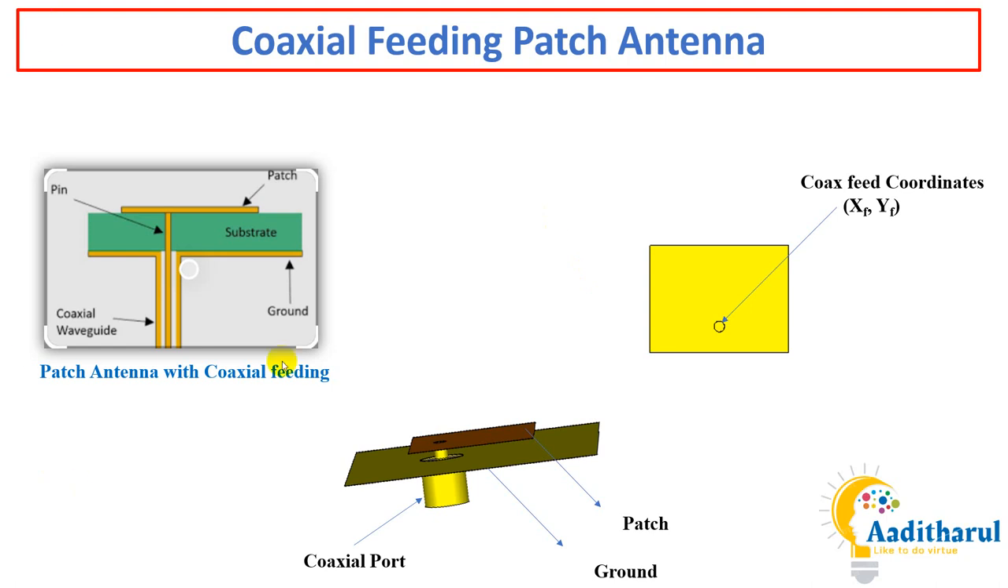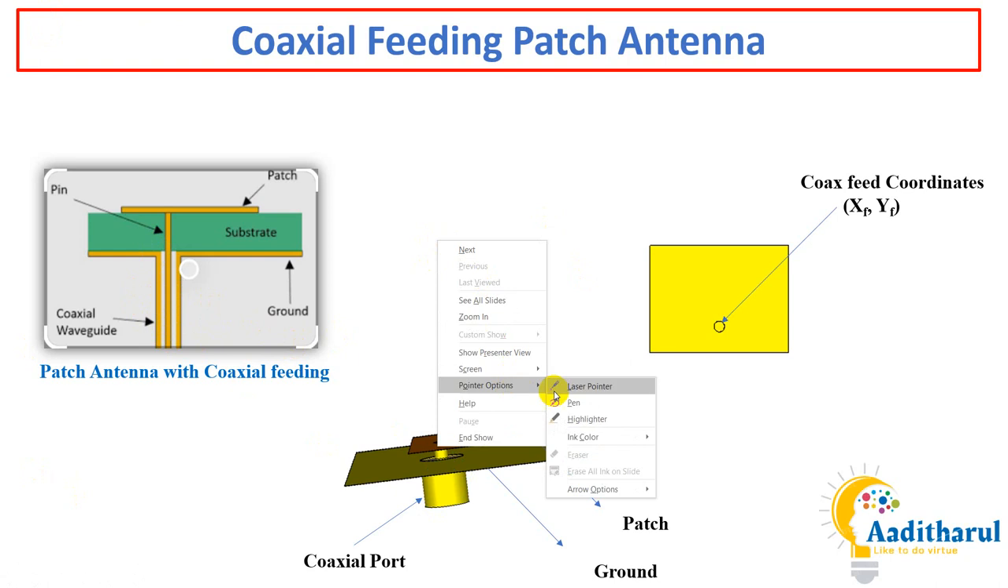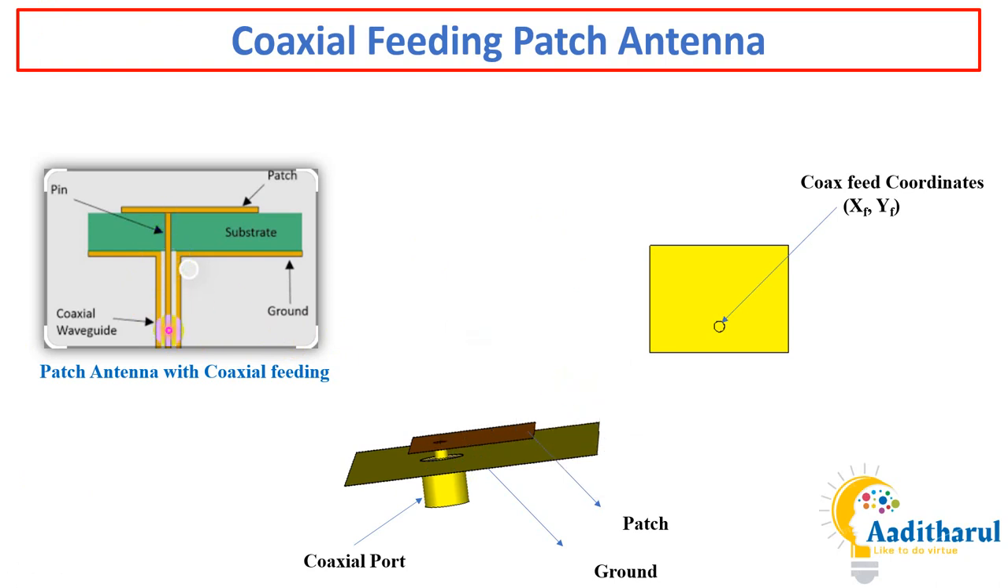Actually, a coaxial cable has three layers. One is the inner conductor. Inner conductor directly connects with the top of the patch, and then the outer conductor is connected with ground. In between the inner conductor and outer conductor, we have the Teflon layer.